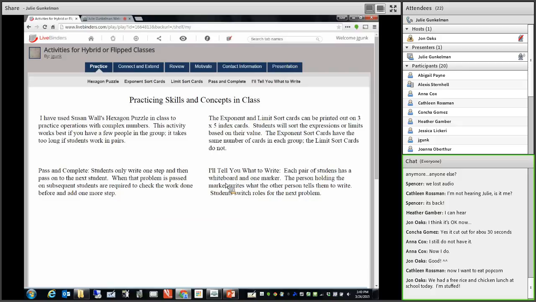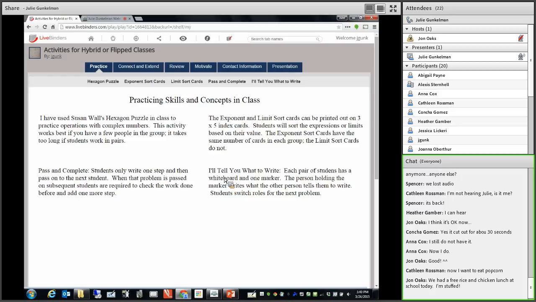So the link is going to take you to a live binder, and a live binder is just a free online storage place. Instead of putting something in a Google Doc for you today, I just organized it into this live binder. The title is there. I put the tabs along the top of the screen in order: the practice, the connect, extend, the review, the motivate, so that they would be in the same order that I did in the presentation.